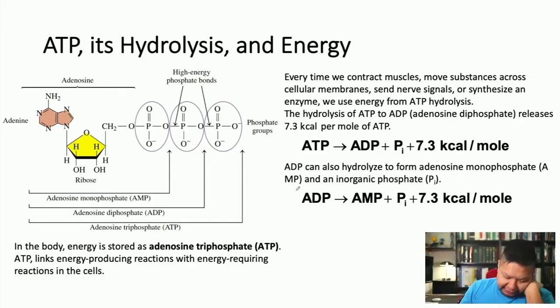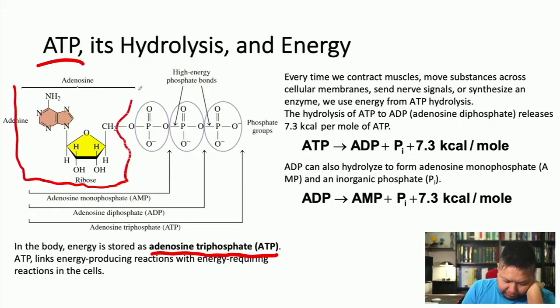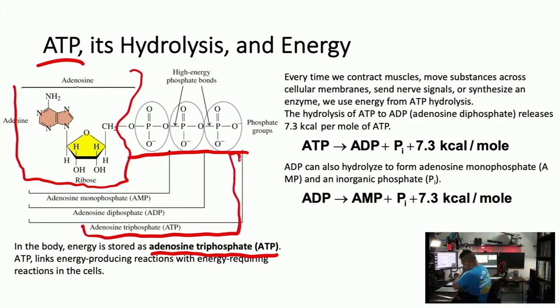Okay, so here's ATP, adenosine triphosphate, right there. I think this is the first time that I've ever had it written out. Adenosine triphosphate is the adenosine part, the same adenosine part as from DNA, except it has 3 phosphate groups attached to it. Adenosine diphosphate has 2 attached, and adenosine monophosphate has 1 attached.